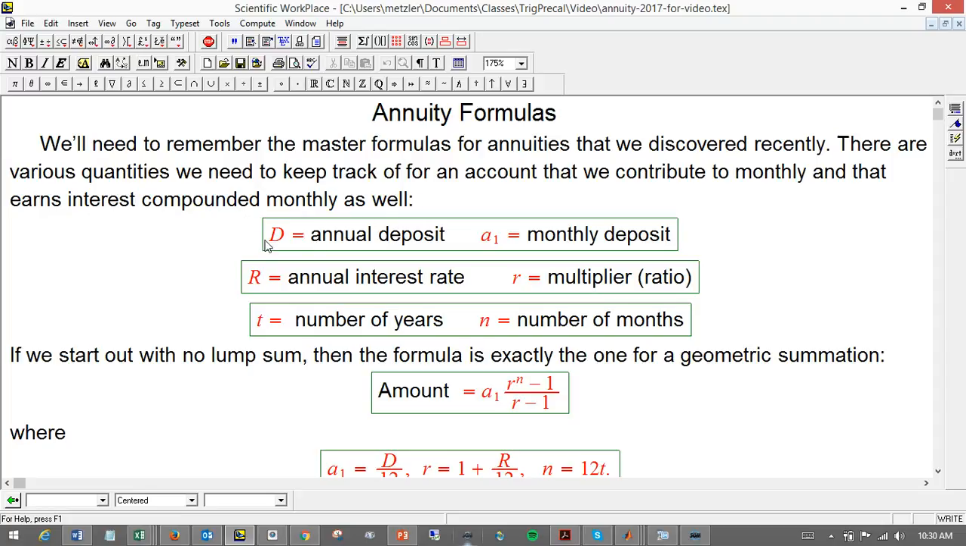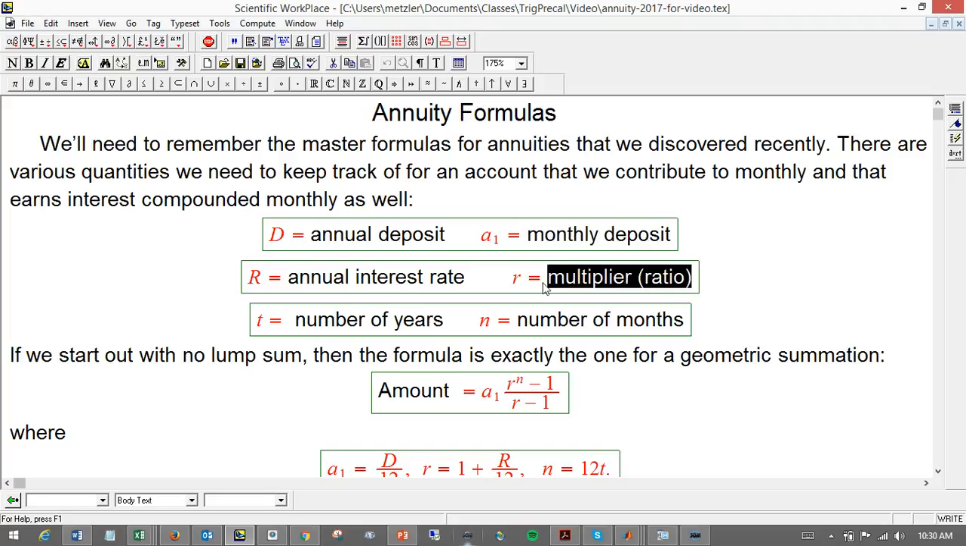We're going to have an annual deposit, D dollars per year, and an annual interest rate of R. And of course, we have to be careful about percents versus decimals on that. And we're going to leave it in for T number of years. For anything about annual versus monthly, we're going to have annual numbers and the corresponding monthly numbers. I'm going to call the monthly deposit A1, because it's exactly the A1 that comes into a geometric summation.